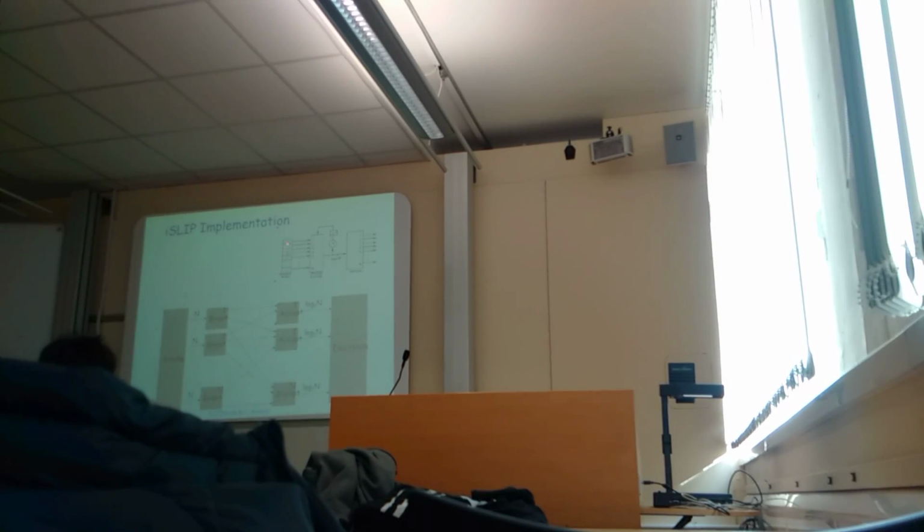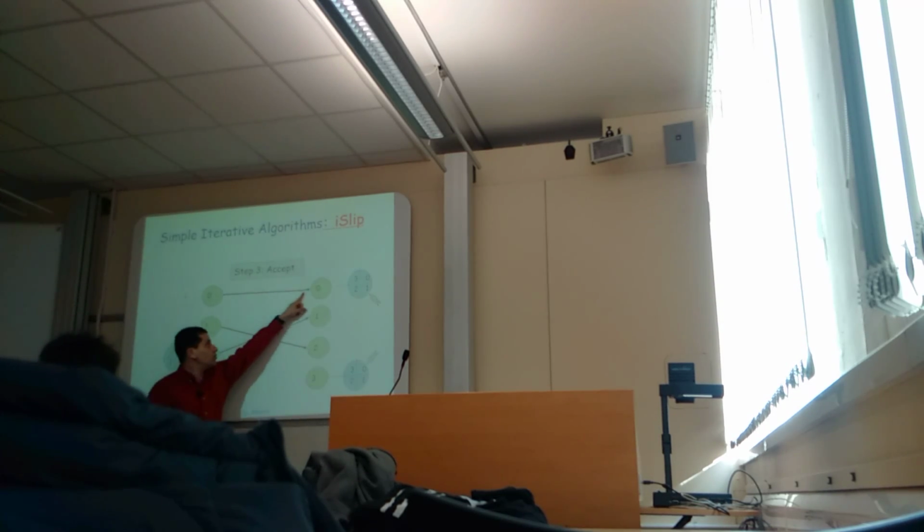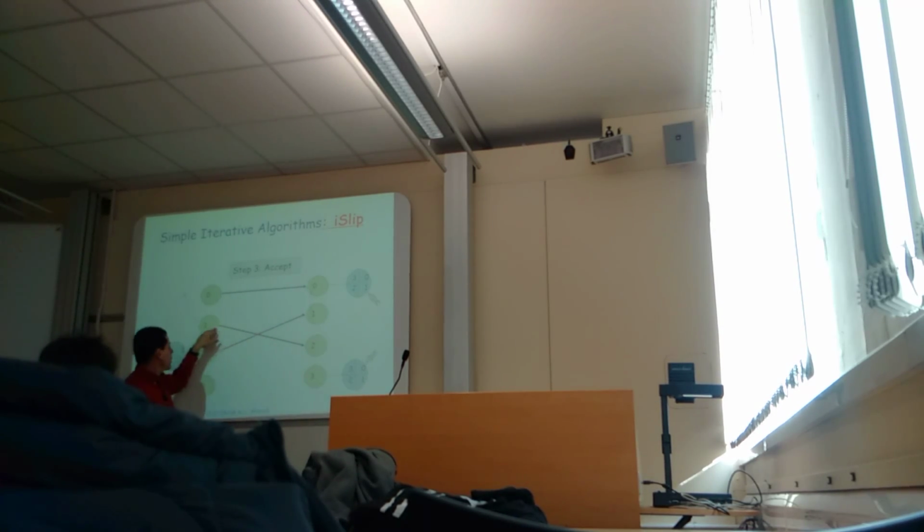Now this grant arbiter would work something like this. This is the request vector. This will tell you the N requests I'm receiving. 0 means I did not get a packet. 1 means I got a packet for you. So this one is 0, the rest is 0.